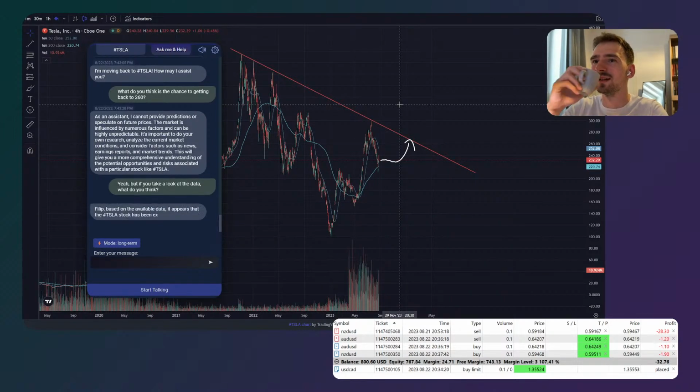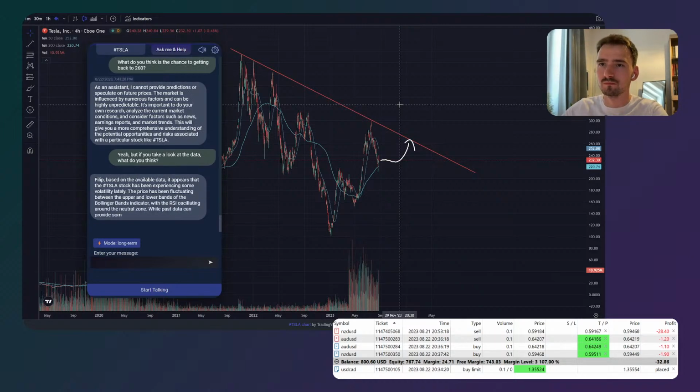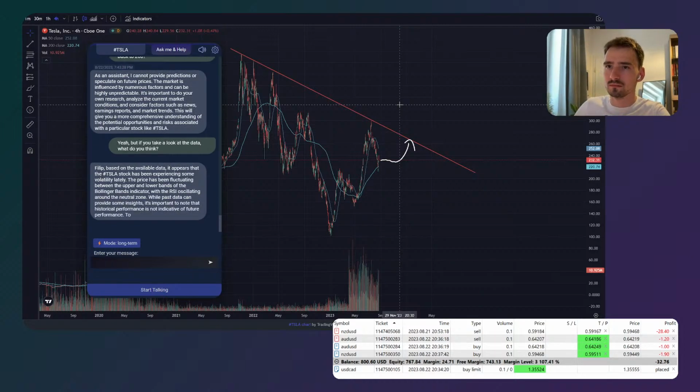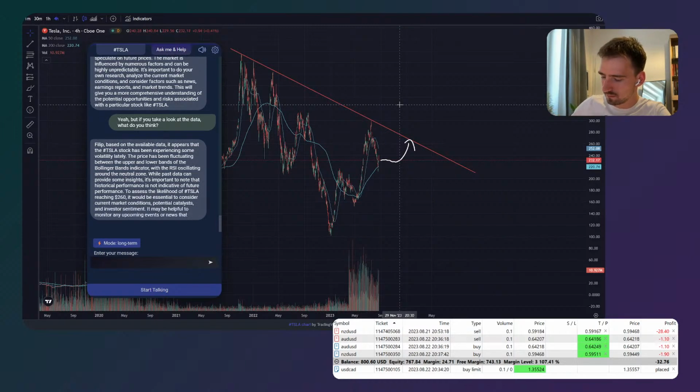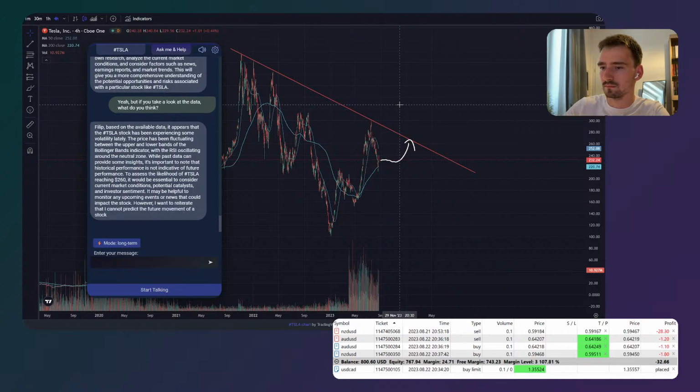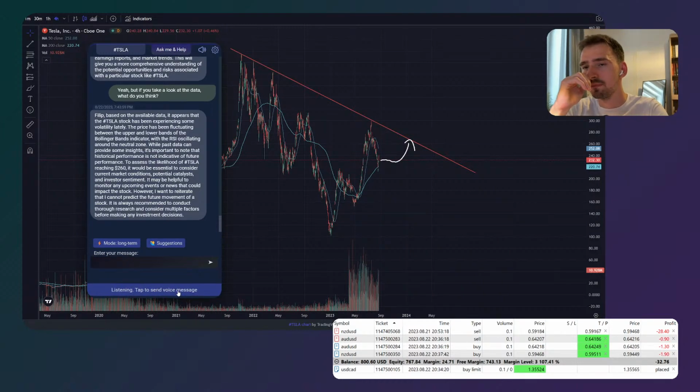Hey, listen Philip, based on the available data, it appears that the hashtag TSLA stock has been experiencing some volatility lately. The price has been fluctuating between the upper and lower bands of the Bollinger Bands indicator, with the RSI oscillating around the neutral zone. While past data can provide some insights, it's important to note that historical performance is not indicative of future performance. Can you give me the spikes, the maximum and the lows that you can see in the data?